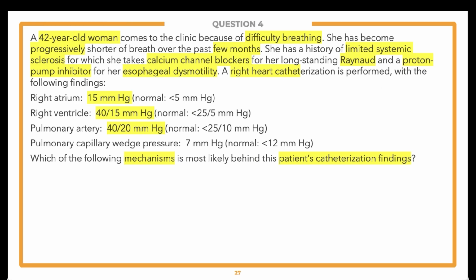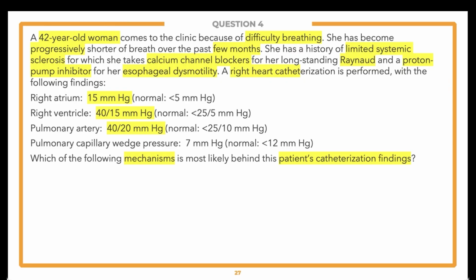Now, I don't want you to overwhelm and jump and get really confused by looking at certain numbers. Let's just take it step by step. So the question is asking, what is the mechanism behind the patient's catheterization findings? Okay, so this patient is having a right heart catheterization, and you got these pressures, and what is that mechanism behind it? Let's look at this. Let's look at the vignette now. You got a 42-year-old woman, okay, young woman, middle-aged young woman, having difficulty breathing, okay. Progressively shorter of breath over the past few months. So it's chronic. Few months is important to understand. Has a history of limited systemic sclerosis. That's a very important point right there.